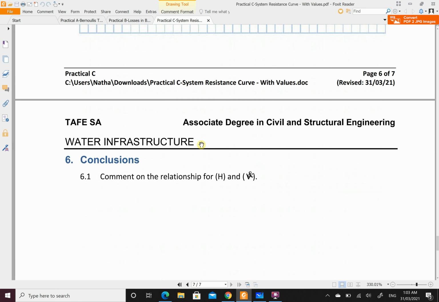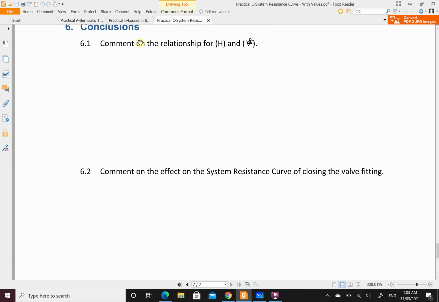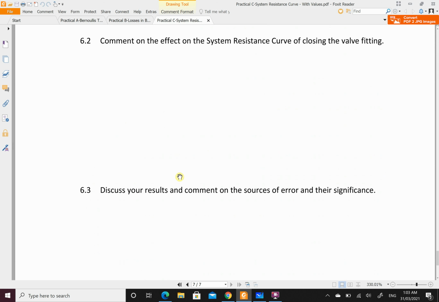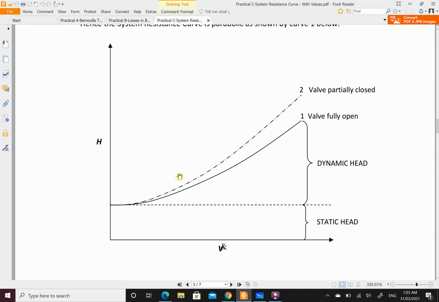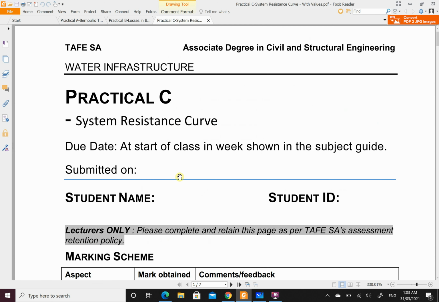So have a look, have a read, and plot your graph in here. You can do it by hand, it's up to you. And again, we've just got some conclusions to go with. Comment on the relationship, comment on the effect, and discuss your results. So that's how we run through the paperwork side of things, and I'll go through and do the recording for the practical. So you get to see me tomorrow going through it all. Thank you.